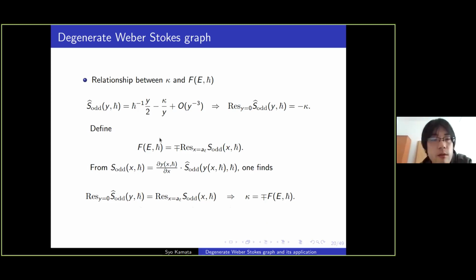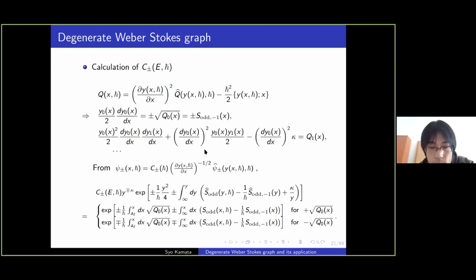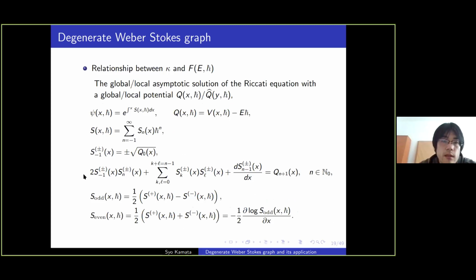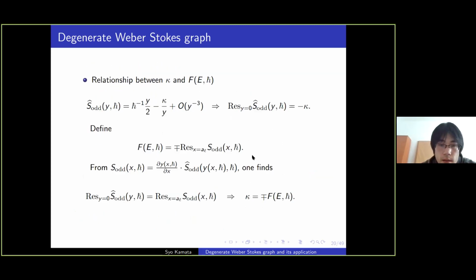And also for the global potential, let us define F like this form, where the AR is a turning point. So why is this so? By using this relation, we can arrive at the residue of local S odd being equal to the residue integration of the S odd obtained by the global potential. So finally, we can get kappa equal F.